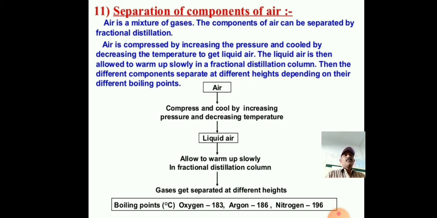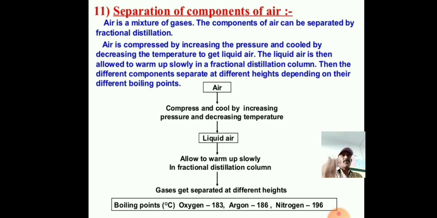Next we can see here air is compressed by increasing the pressure and cooled by decreasing the temperature. So, the air is slowly compressed to get liquid air, or liquefied. The liquid air is then allowed to warm up slowly in the fractional distillation column. Then the different components separate at different heights of the fractionating column depending on their different boiling points.